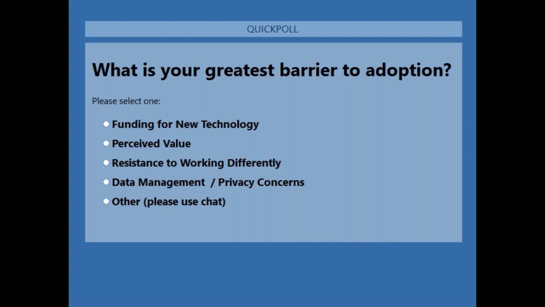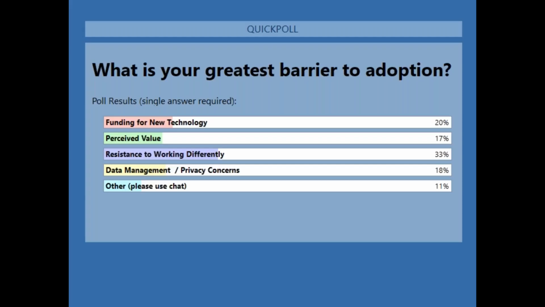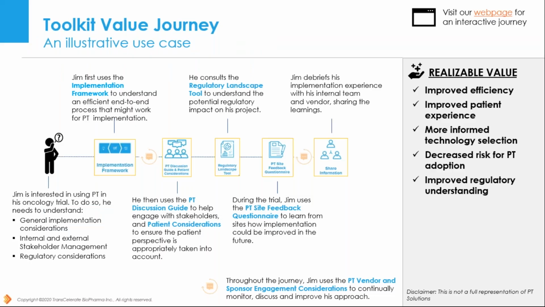We're at about 50% right now, so we'll give it some more time. All right, we are just about 60%, so we'll close the polling, share the results. So it looks like it's a little bit of a mix around the barriers to adoption, but really the main thing is the resistance to working differently and finding funding for a new technology. So move on to the next slide.